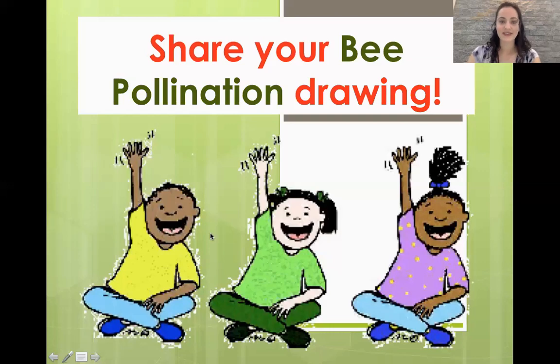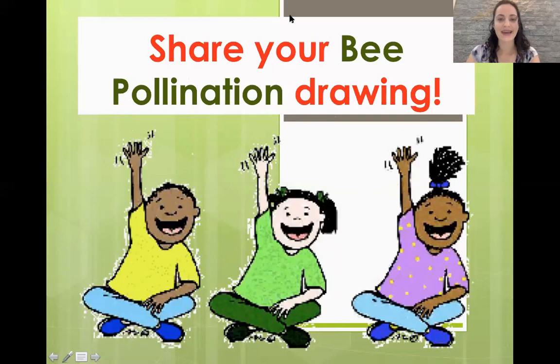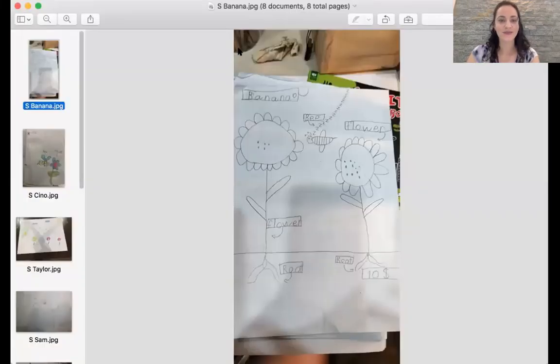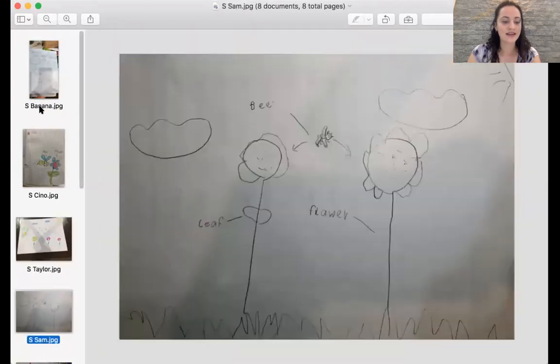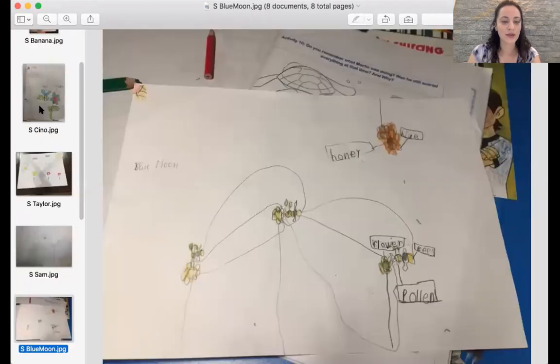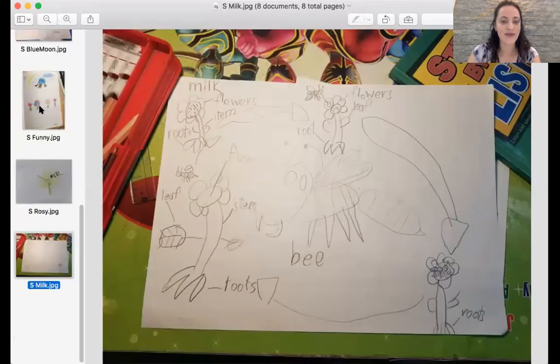First things first, let's share your bee pollination drawing. I got quite a few, which I'm excited about. So thank you to Banana, Sino, Taylor, Sam, Blue Moon, Funny, Rosie, and Milk. These are some very, very good drawings.